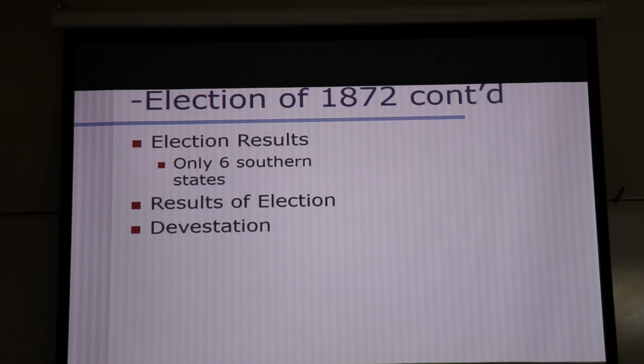Election of 1872 continued. What were the results of the election? Well, surprisingly, only 6 southern states voted for the Liberal Republicans, which of course left him completely devastated. And some people say that it contributed to a rise of racism in the North. Next slide.